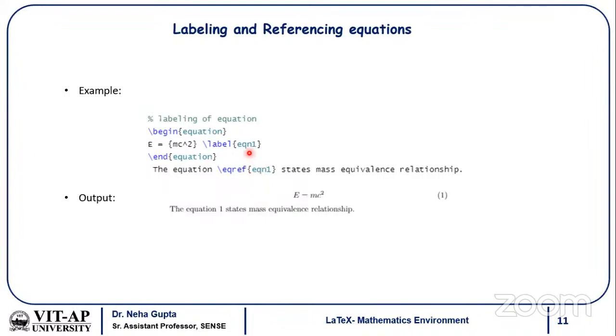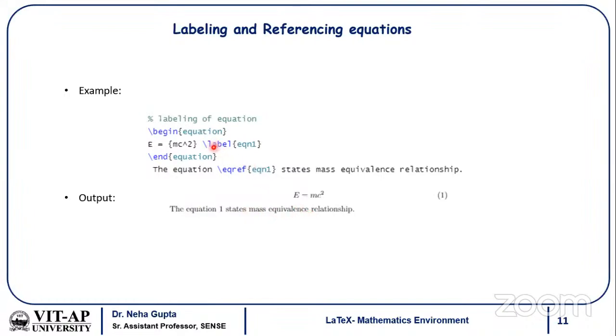For example, here I have written this for equation 1, so the same thing I have written inside these curly braces, eqn1. Since this equation has number 1, in the text I am getting "Equation 1 states the mass equivalence relationship." So this is called labeling.